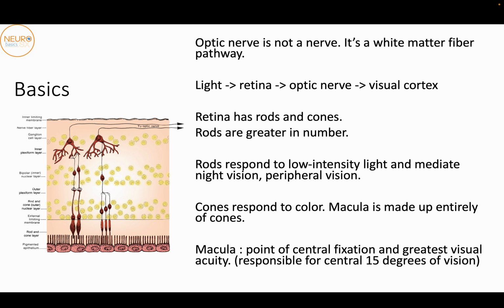The retina has rods and cones. Rods are greater in number. They are responsible for low intensity light, as well as night vision and peripheral vision, whereas cones respond to color, and are primarily responsible for your visual acuity. The macula is made up entirely of cones, and the macula is the point of central fixation, and it has the greatest visual acuity. It's also responsible for about the central 15 degrees of vision, so the most important aspect of visual acuity is served by the macula.